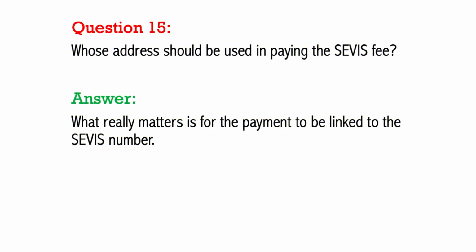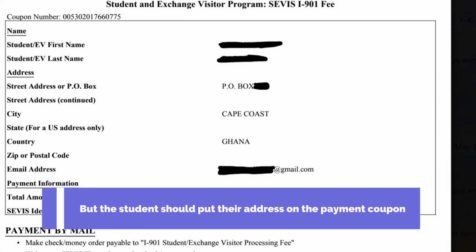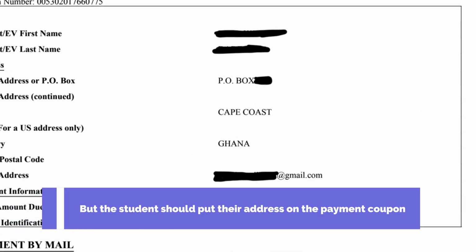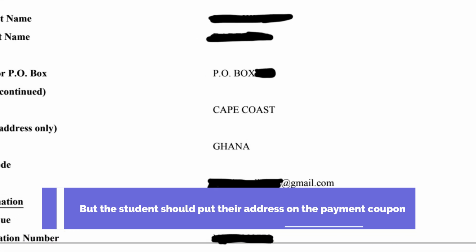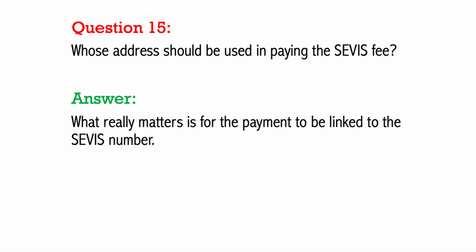Question 15. Whose address should be used in paying the service fee? It doesn't really matter whose address is put on it. I have paid many service fees and there were times I put the student's address and there were times I put my own address. When you are using Western Union, most of the time they require the one making the payment to put their address. What really matters is for the payment to be linked to the service number. The address doesn't really matter.